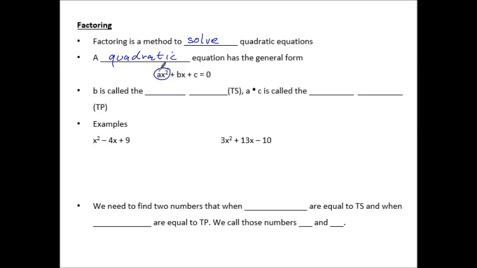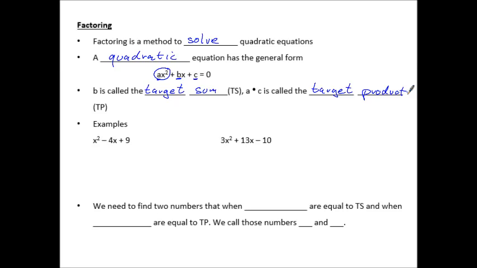For the purpose of factoring, we're going to have to use these numbers to find two things: the target sum and the target product. The number that stands in the place of b is what we call the target sum. And if we take the number that's in the place of a and multiply it by the number that's in the place of c, we get the target product. Target sum abbreviated TS, target product abbreviated TP.